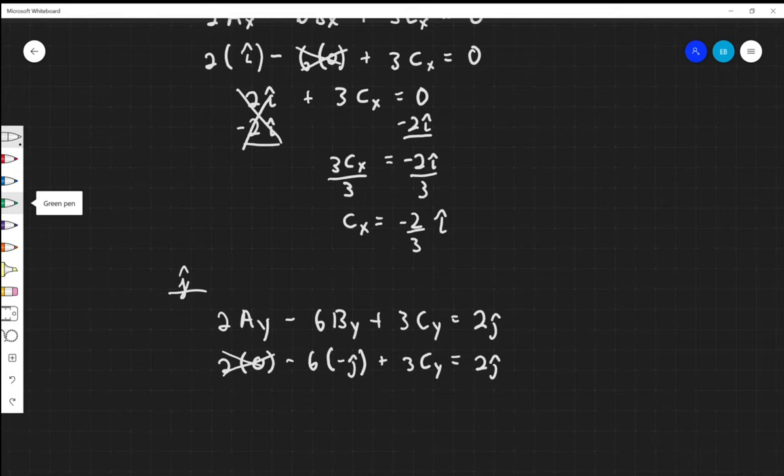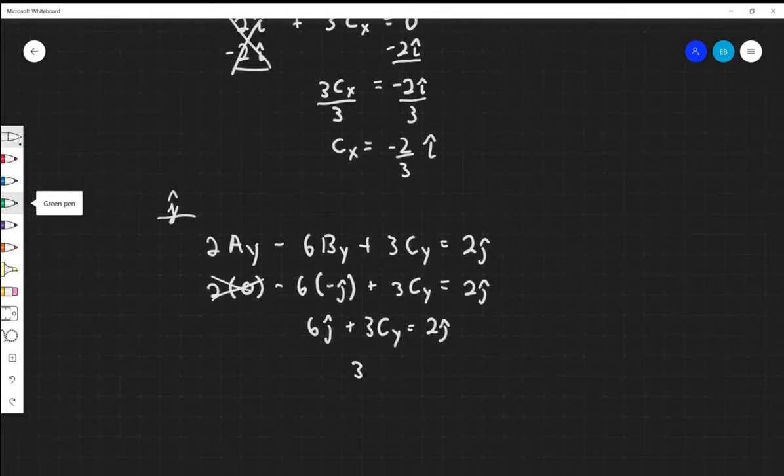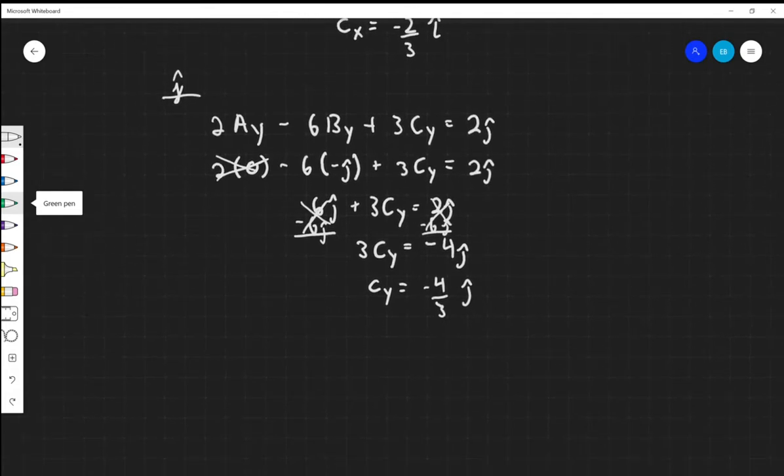I multiply the negatives together, I get 6j hat plus 3 times cy equals 2j hat. Subtract my 6j hat from both sides, I get 3cy equals negative 4j hat. So again, minus 6j hat from the left cancels that out. Minus 6j hat on the right gives me my negative 4. And then divide both sides by 3 to find cy is negative 4 divided by 3 in the j hat direction. And last but not least, we can do the k hat direction.